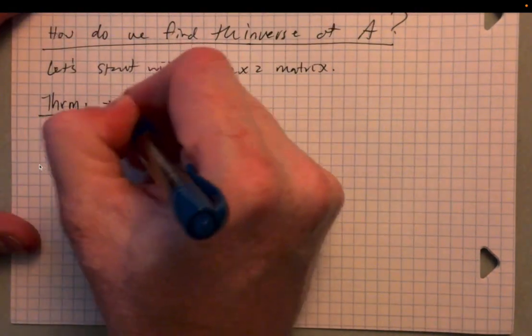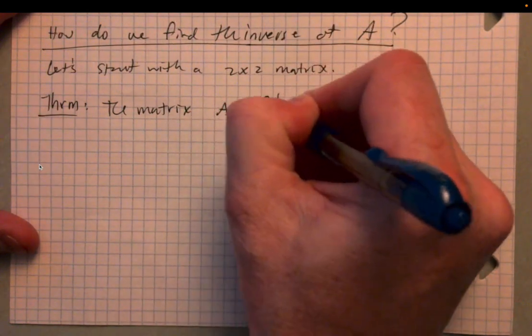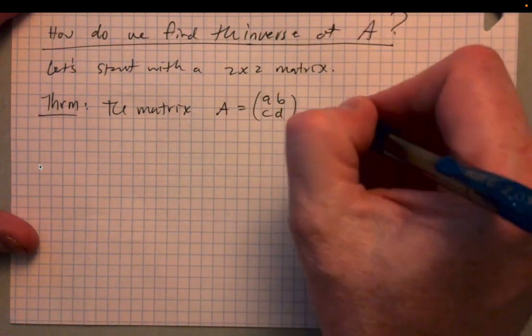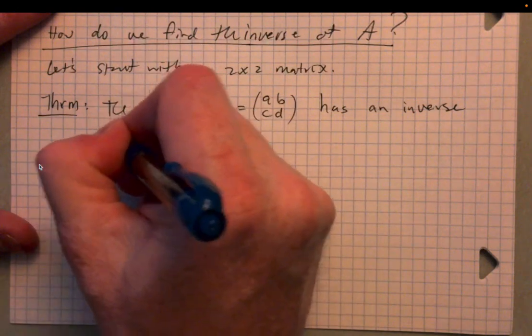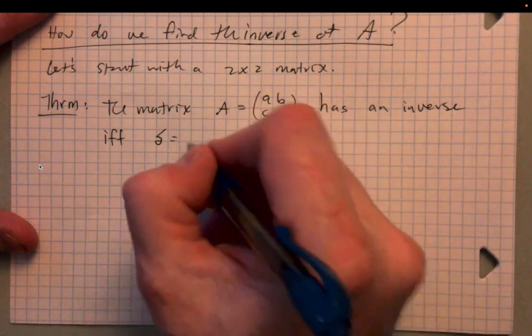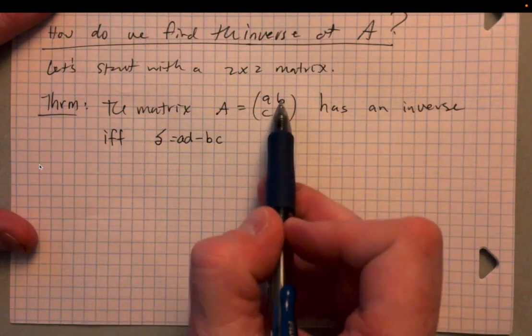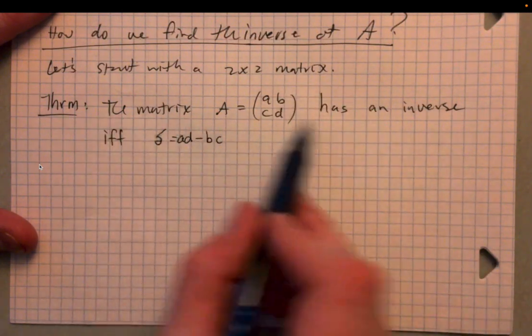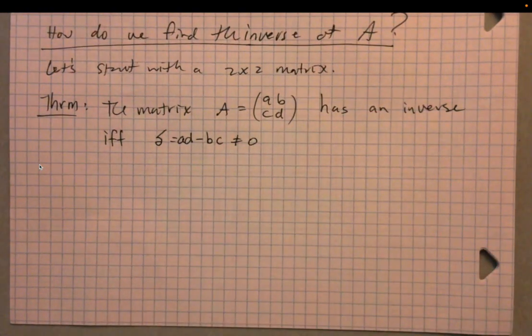Okay, so the matrix, and we'll say the matrix A is equal to A, B, C, D, a 2 by 2 matrix, has an inverse if and only if, and we're going to call this delta, it's equal to A times D minus B times C. So the matrix A has an inverse if and only if this delta number is non-zero. So the matrix A has an inverse if and only if this AD minus BC is not equal to 0.